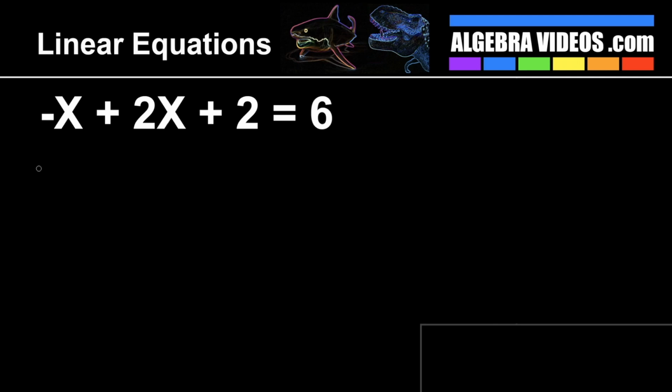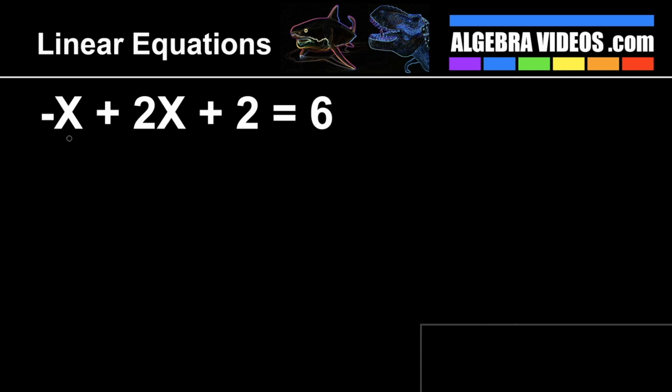Okay, negative x plus 2x plus 2 equals 6. So let's simplify this and solve for x. We want to get x on one side of the equation by itself. So the first step here is just to combine everything that looks the same. Combine the terms that look the same. Or the fancy word in math is combining like terms. But I just like to say combine the terms that look the same.